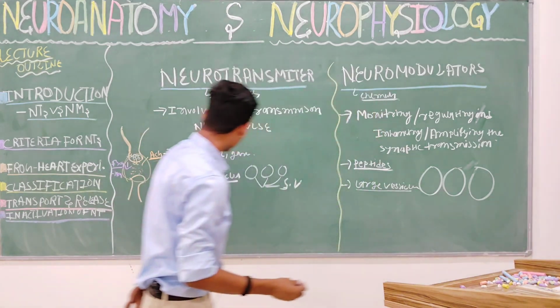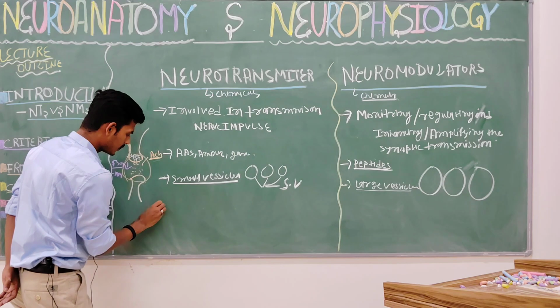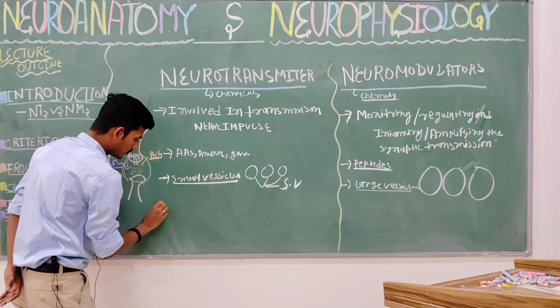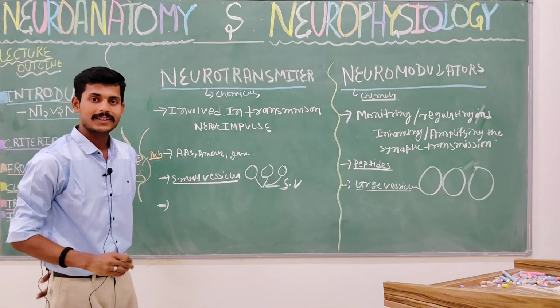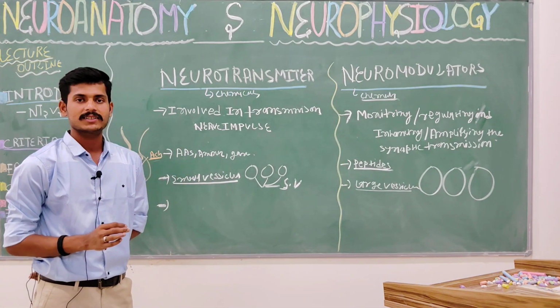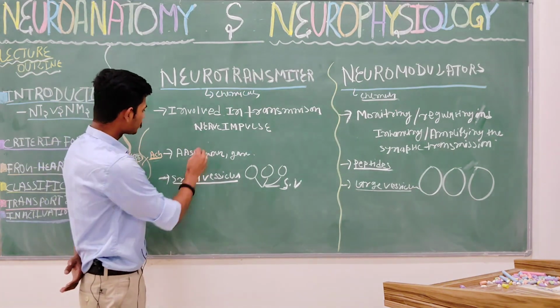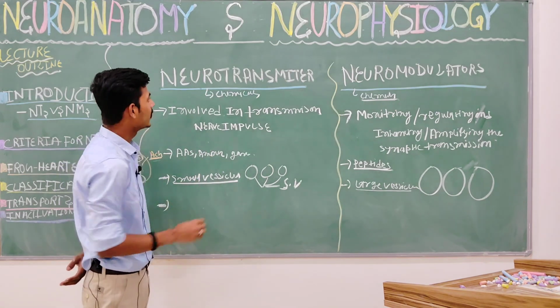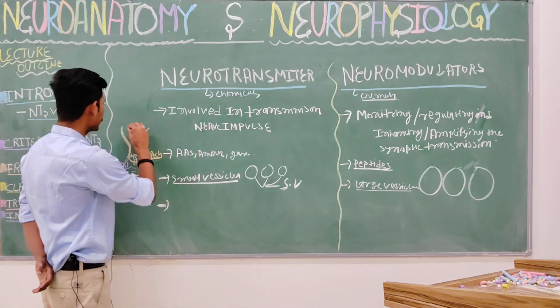Now another difference you can understand by their production site. Generally the neurotransmitters are formed in the soma, or cell body, of a neuron.